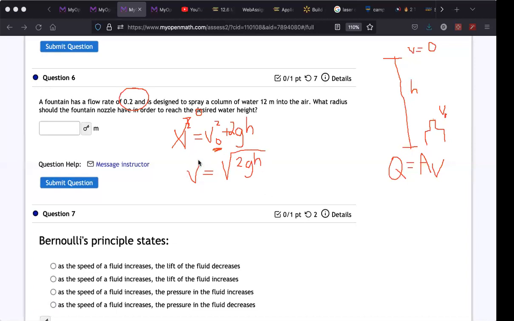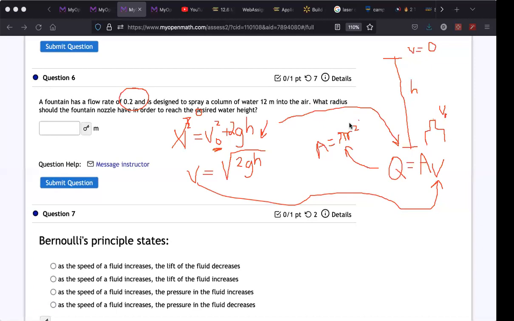So you're going to plug in your number, calculate your velocity, then you put that velocity into here with the flow rate that they give you, solve for the cross-sectional area. And then the cross-sectional area is equal to pi r squared, and so you solve for the radius. So you go from the kinematic equation right here to the flow equation to the area equation to get the radius.